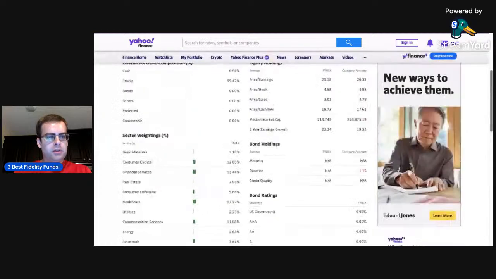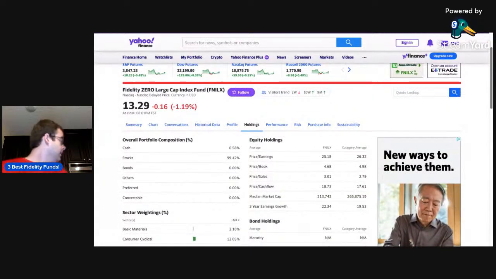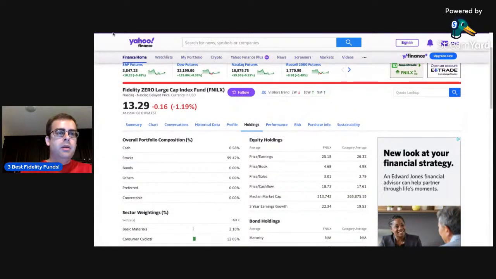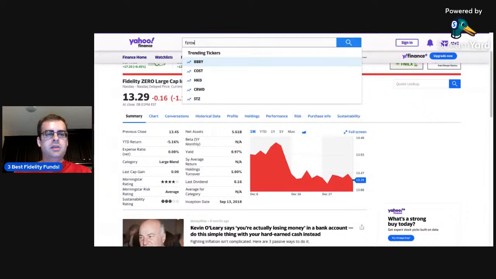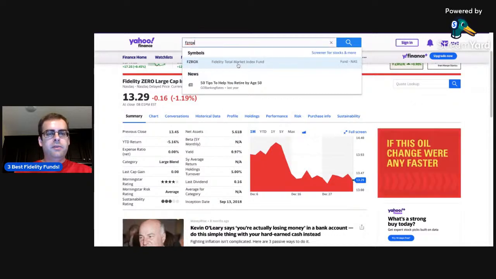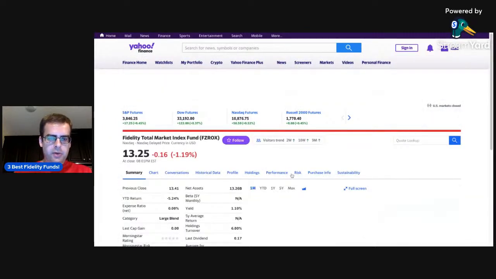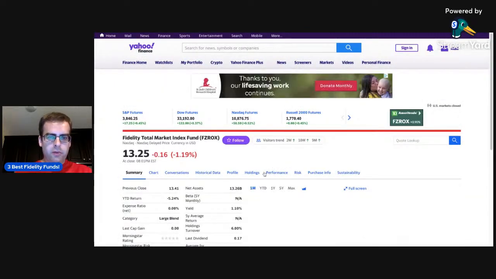So these are the top holdings of the FNILX. How am I doing here on time? And then let me go back to the other two because I didn't show the top holdings. The FZROX, you're going to see similar. I just want to show the top holdings. And then if I can figure out this screen, I'll go back to my own portfolio towards the end. So stay tuned, live viewers.